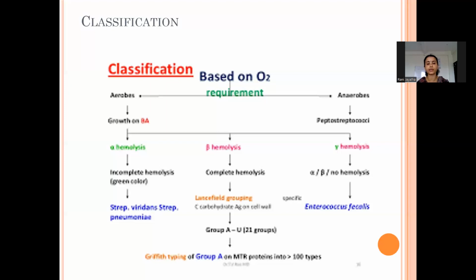And then again, there is grouping, Lancefield grouping, that is based on the C carbohydrate antigen present in the cell wall. And again, there is typing also, that is the Griffith typing, M typing, that depends upon the M proteins. Then gamma hemolysis. And in beta hemolysis, the one example is Streptococcus pyogenes, and the alpha hemolysis example is Enterococcus faecalis.